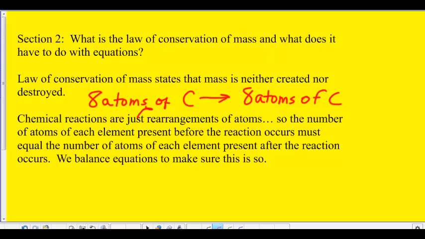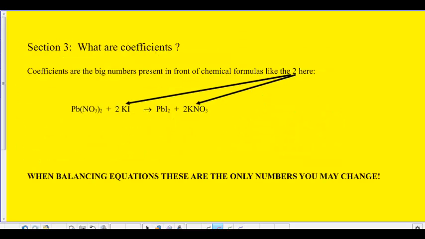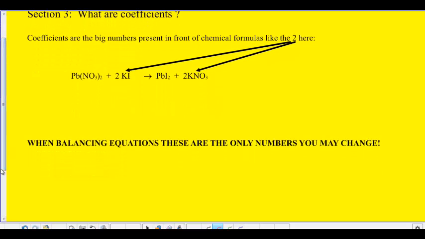If you don't have the same numbers of atoms on both sides of the equation, you will need to balance them. Okay? The only thing you may change when you balance an equation is a coefficient. You can add them, you can remove them, you can change them, but that's the only thing you can do when you balance an equation. You may not alter subscripts.